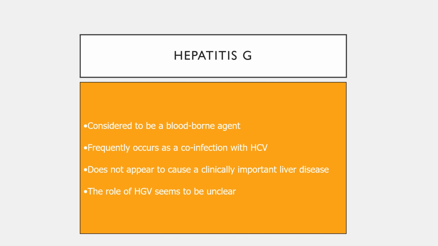Hepatitis G was first described in 1996. It is considered to be a blood-borne agent, and 1 to 2% of blood donors may actually have hepatitis G. It's typically only problematic for people who are immunosuppressed. It frequently occurs as a co-infection with hepatitis C virus. It does not appear to cause a clinically important liver disease, and the role of hepatitis G seems to be unclear. There's no specific treatment, and the prognosis is good for those who have it. The illness is mild, doesn't last very long, and doesn't cause long-term liver damage.